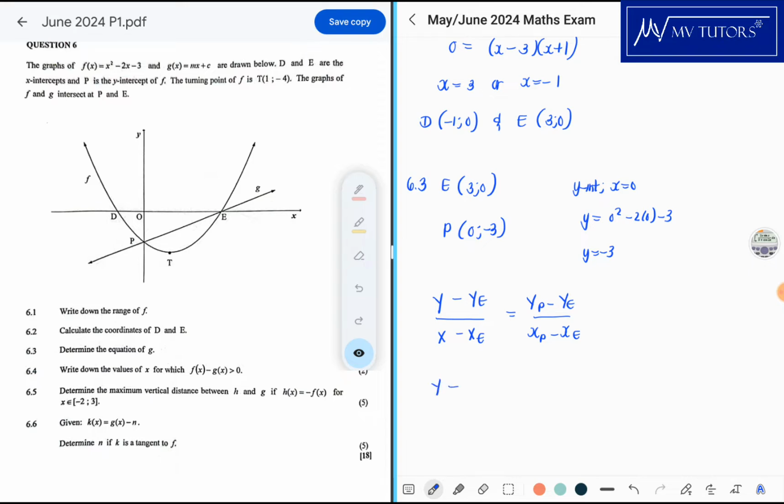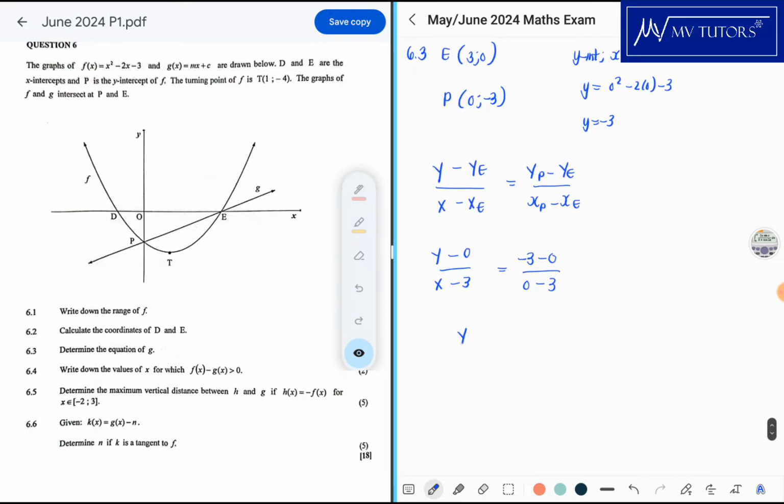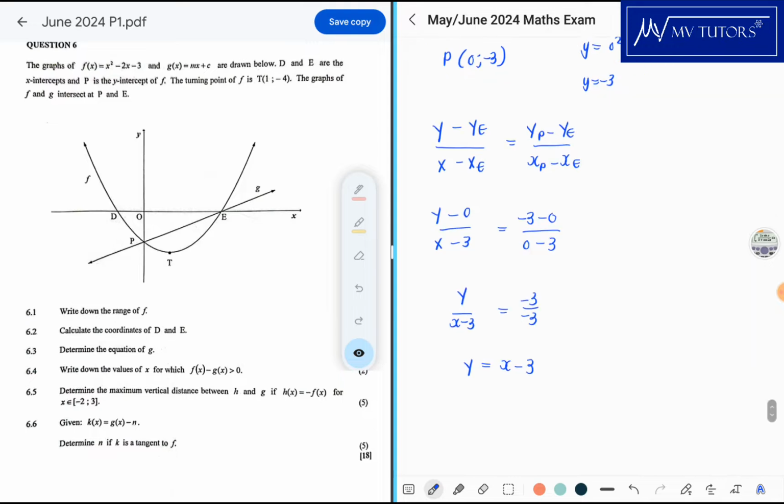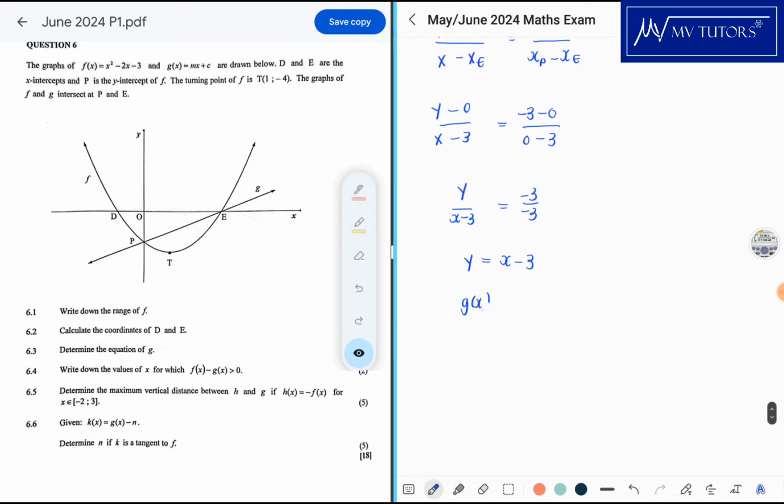So what is the y-coordinate of E? It is 0. The x-coordinate of E is 3. The y-coordinate of P is minus 3, minus 0, and then we have 0, minus 3. So here I have y over x minus 3 is equal to minus 3 over minus 3, which is just 1. So basically y is equal to x minus 3, and they wanted the equation of g of x, so I just need to write it in terms of g of x.